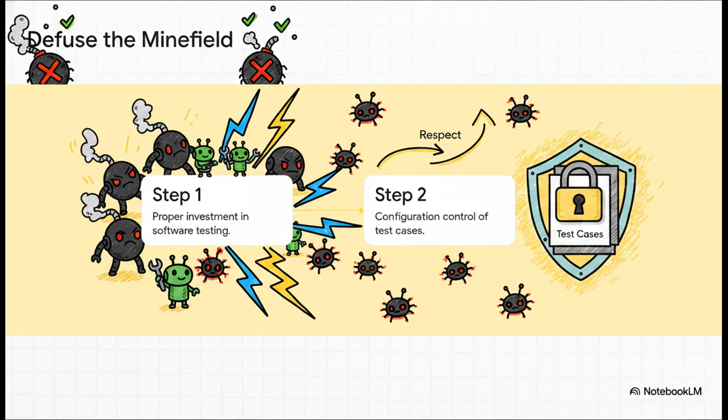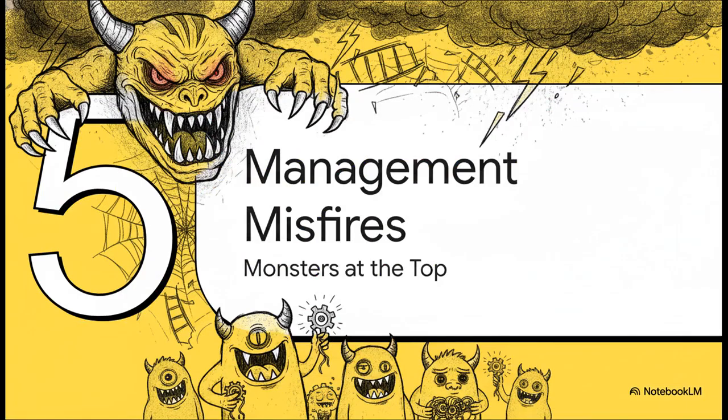Step 1 is a proper, serious investment in software testing to ensure systems are relatively bug-free. Get this, in highly progressive companies, the size of the testing staff can actually exceed the programming staff. Step 2 requires implementing strict configuration control of your test cases, which finally gives quality assurance the respect and structure it rightfully deserves.